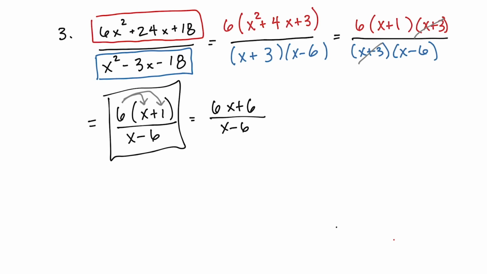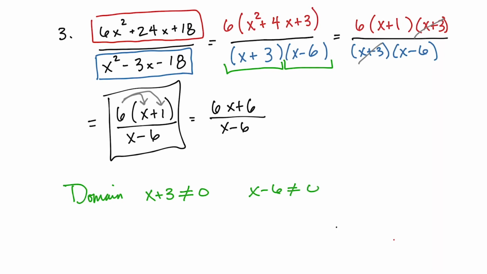All right, now let's talk about domain restrictions. Again, denominator only. The numerator does not affect the domain at all, okay? So don't ever set anything in the numerator equal to 0 to solve for x, only in the denominator. So x plus 3 can't equal 0. X minus 6 can't equal 0. I'm just doing opposite. So negative 3, positive 6 are my domain restrictions here.